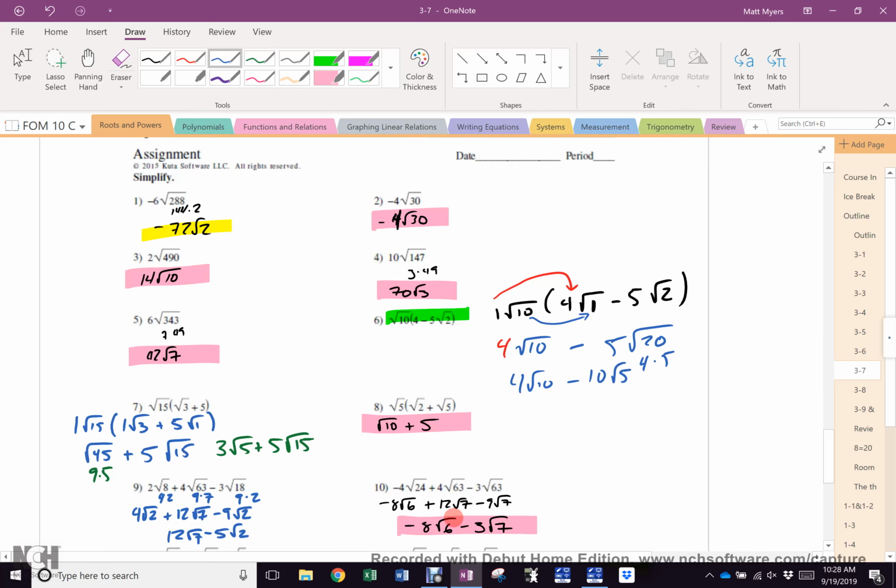Oh, yes, it should be positive 3. Thank you. Anything else?